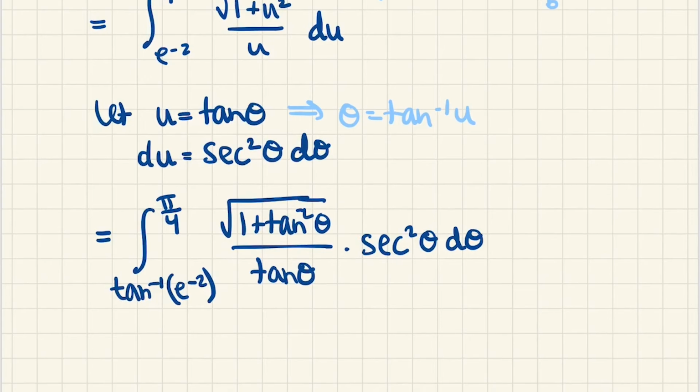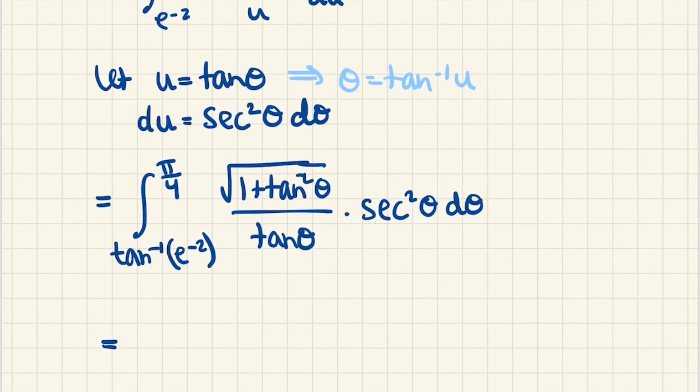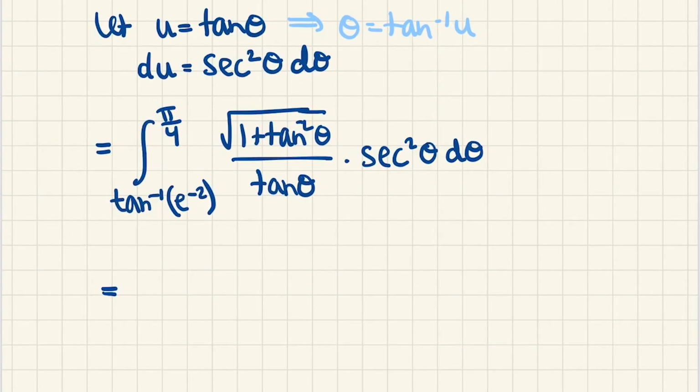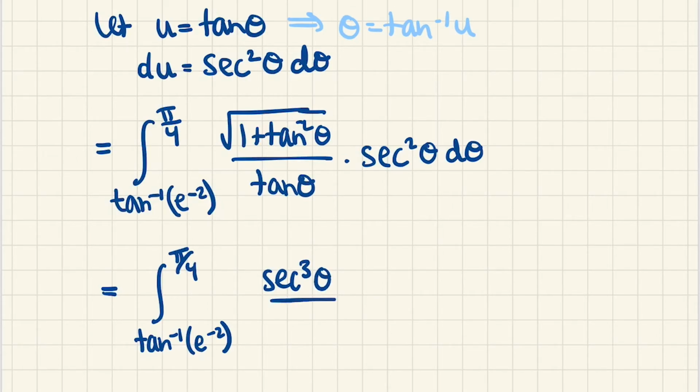Okay, we know that this entire radical expression reduces to the radical of secant squared, which then just becomes secant. So when multiplied by the secant squared, we have secant cubed. So this is the integral of secant cubed theta divided by tangent of theta d theta.